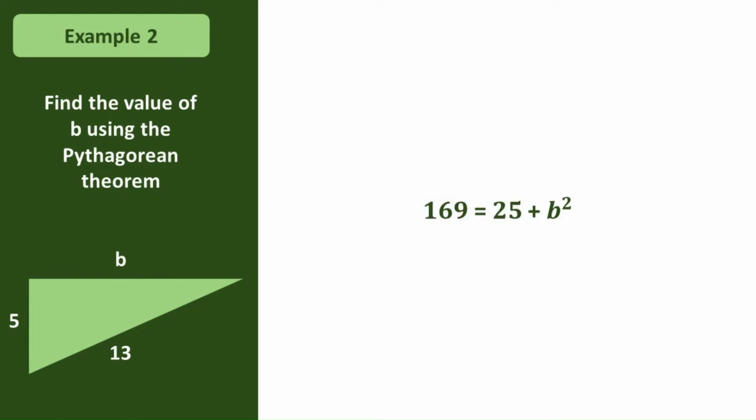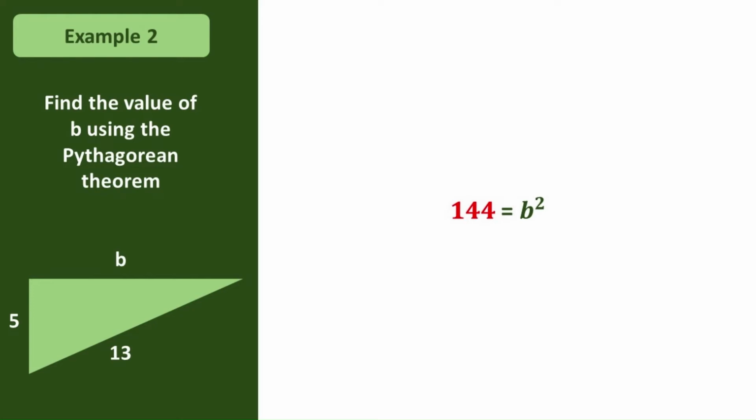To calculate the value of B, we need to isolate it. Here we have a number, 25, added to it, and we have an exponent, 2. So we need to get rid of them both to find the value of just B. To get rid of the 25, we need to subtract it from both sides of the equation. Again, because you can't do something to one side of the equation and not the other. 25 minus 25 is 0, and that leaves us with B squared on one side of the equation. 169 minus 25 is 144.